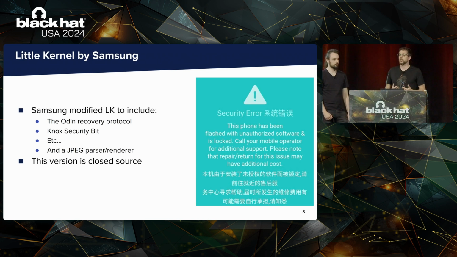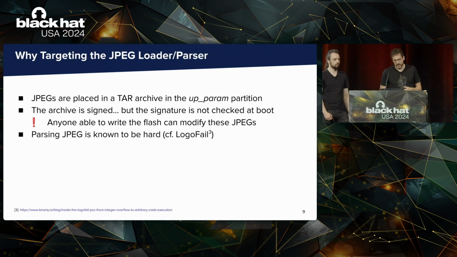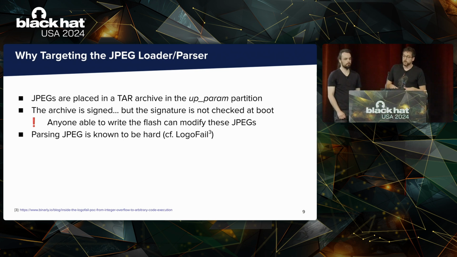One that was particularly interesting for us is a JPEG parser that is used to show logos on the screen of the device and error messages, like the one you see here. It raised our interest because these JPEGs are placed into a tar archive that you will find in the up_param partition. This archive is signed, but is never checked at boot. So anyone capable of modifying the internal memory of the device can actually change these JPEGs.